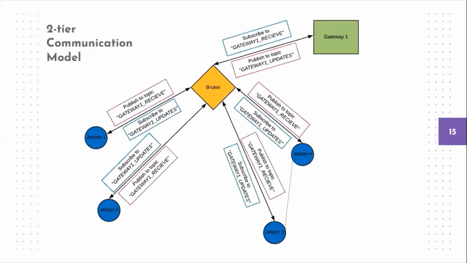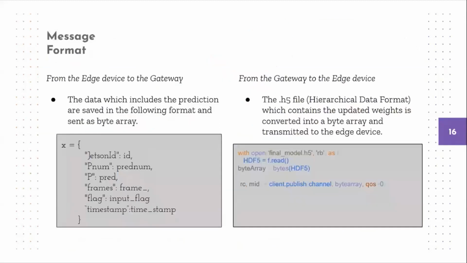This is the two-tier communication. The Jetsons subscribe to a channel which the gateway publishes on, and it's the same backwards. The Jetsons publish to a certain channel and the gateway subscribes to it.